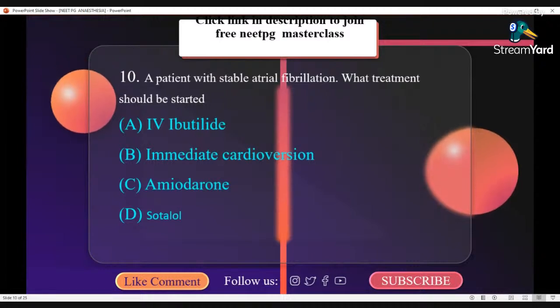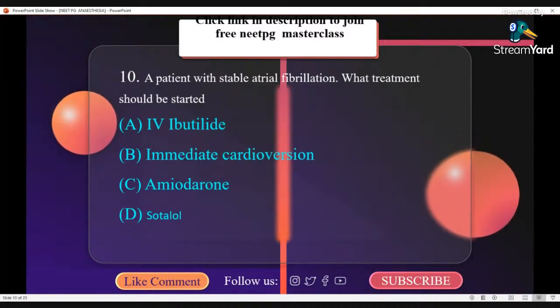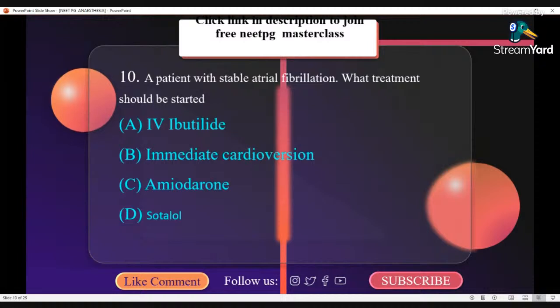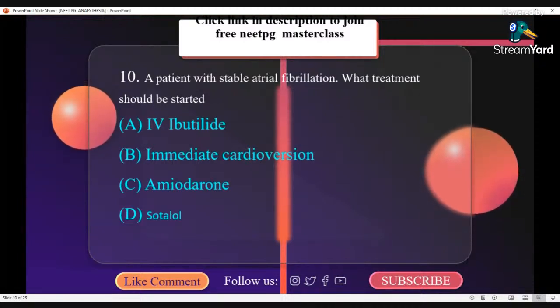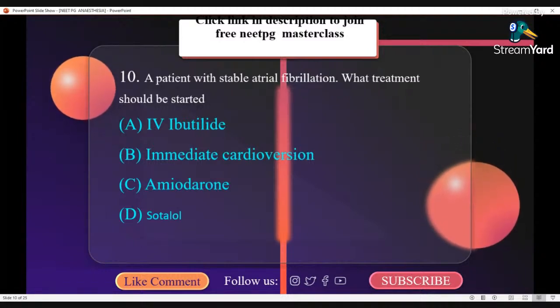Now, how much shock will you deliver? If a monophasic defibrillator is used, 100 joule to 200 joule. And if a biphasic defibrillator is used, then it is 100 to 120 joule.